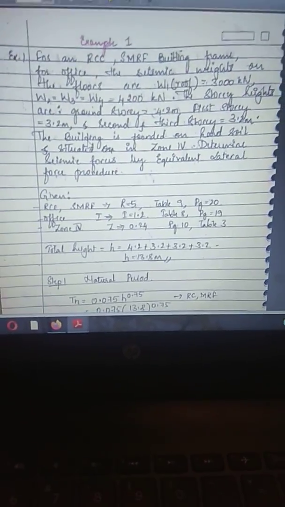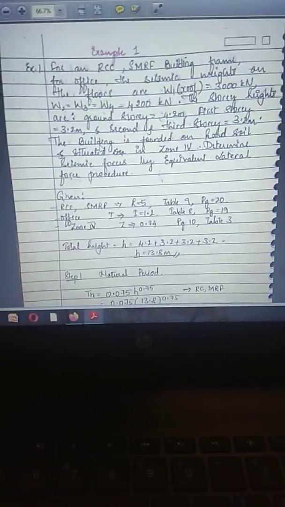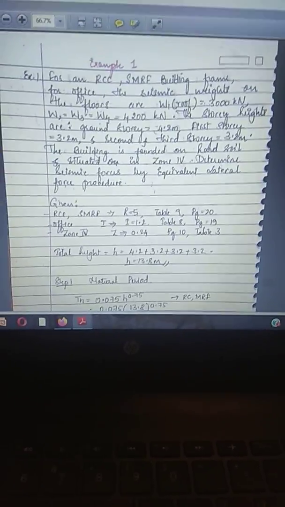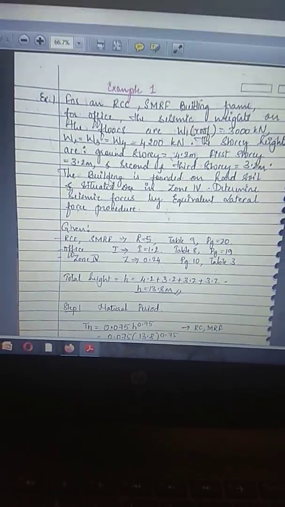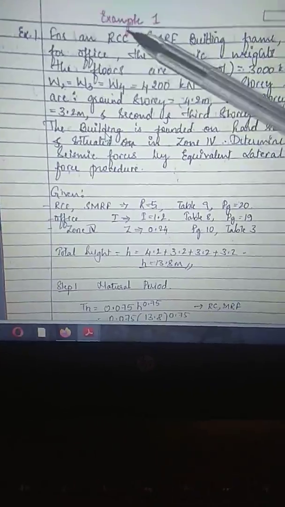Good morning all. Yesterday we have seen the method of equivalent static method for solving for the evaluation of the design lateral force, that is seismic force acting on a building. So we'll take up the first example today. I'll read out the question, you all can go through.